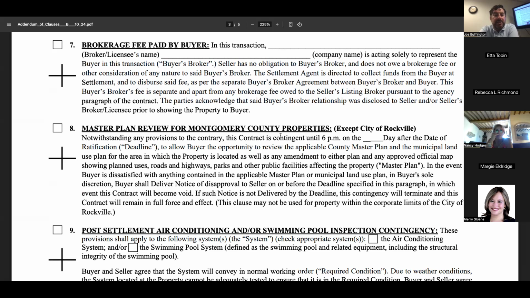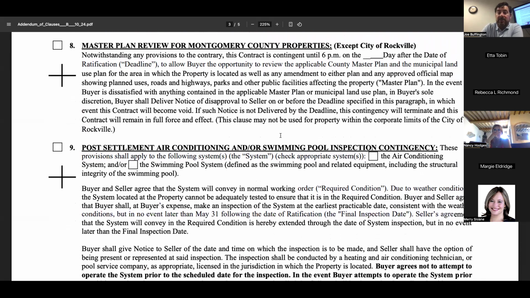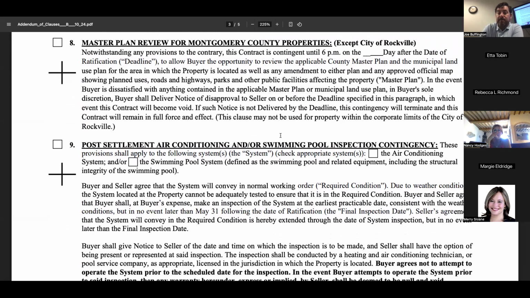So this basically just says that in the transaction the buyer broker is being paid solely by the buyer. Again, if there isn't an addendum for commissions, then that's the case anyway. Paragraph 8, master plan review. This gives the buyer a period where they can review the master plan in Montgomery County.